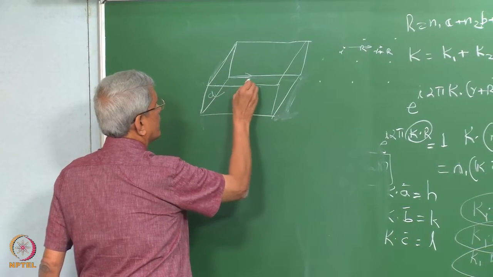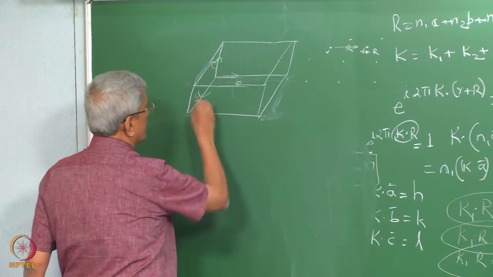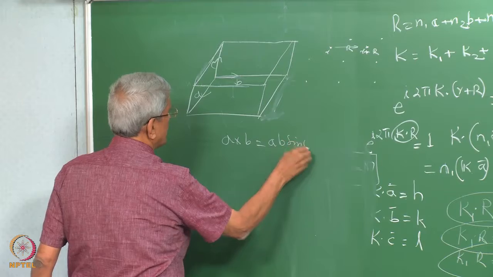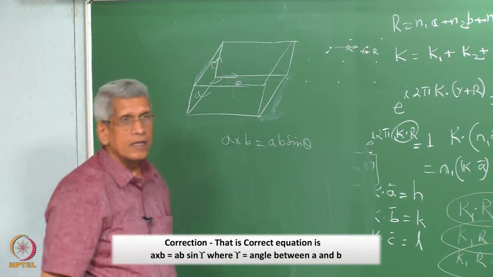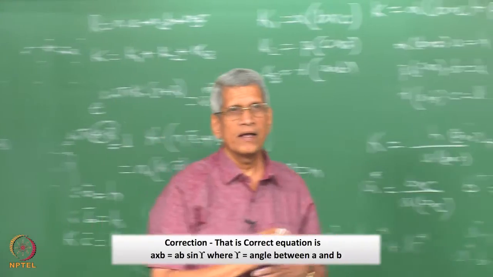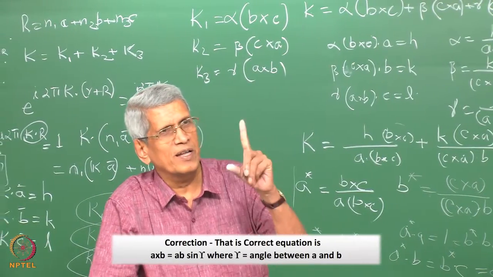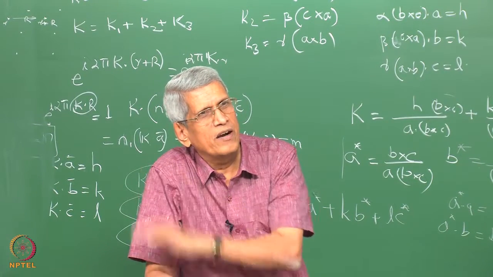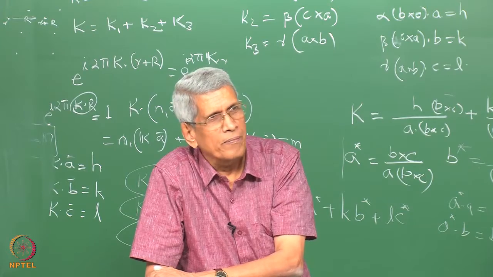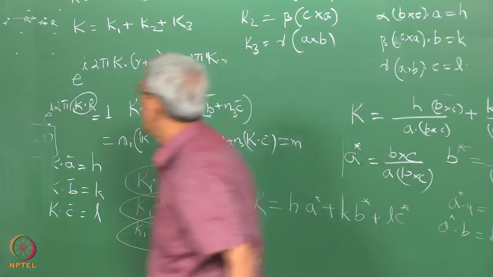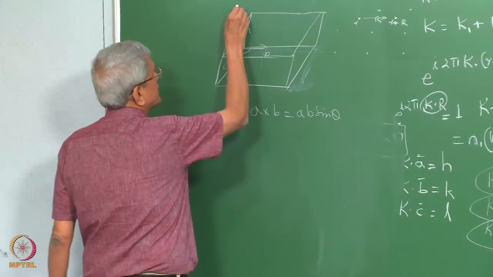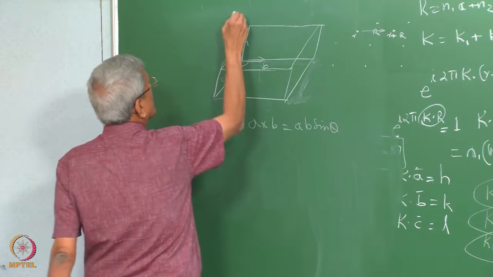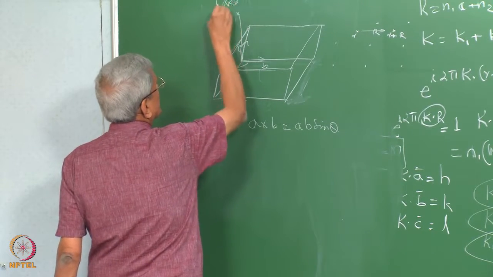A, B and C. What does A cross B mean? It is AB sin theta, where theta is the angle between them, correct? Physically that is what it means. We considered it in vector algebra as a vector which is perpendicular to both. Its magnitude is nothing but the area of this parallelogram, correct? And that is what we define as a vector in this direction, A cross B.